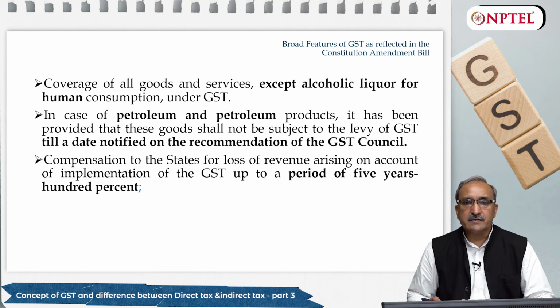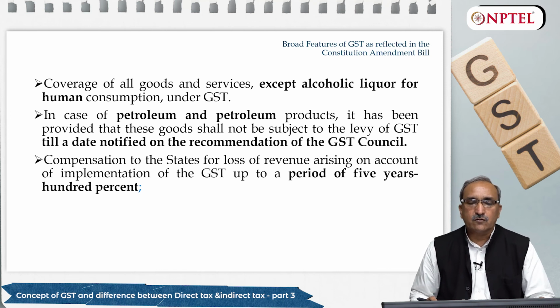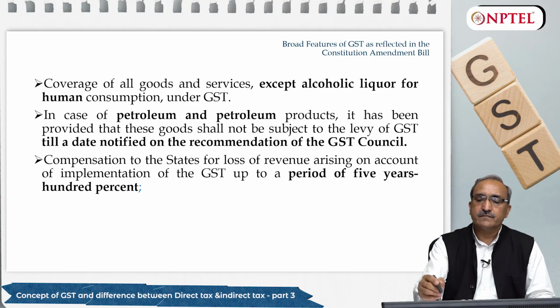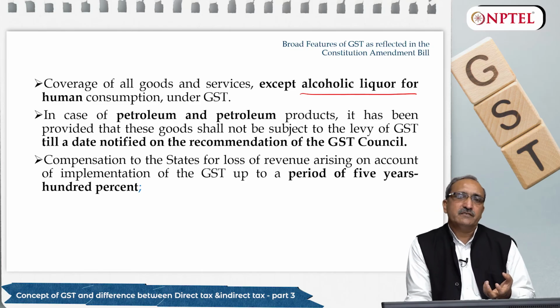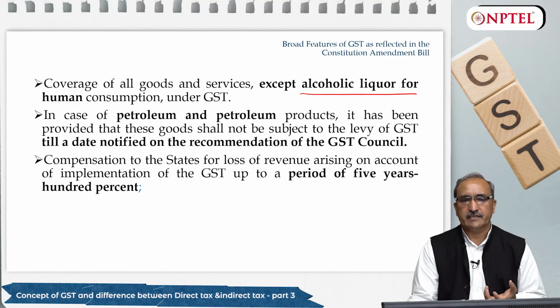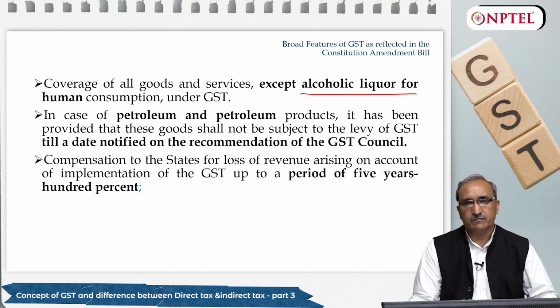So this amendment to the constitution also said that goods and services will be covered, but alcohol, liquor for human consumption will not be part of GST. Similarly, petroleum products will not be part of GST. Real estate will not be part of GST. Friends, these items were kept out of the purview of GST deliberately, because as I told you, states were worried about their revenue, because they had a fear in their mind that they will lose their revenue.